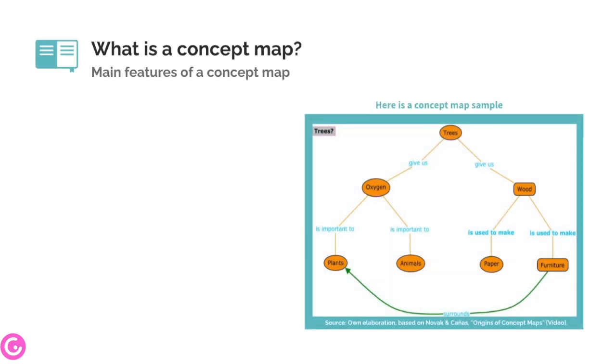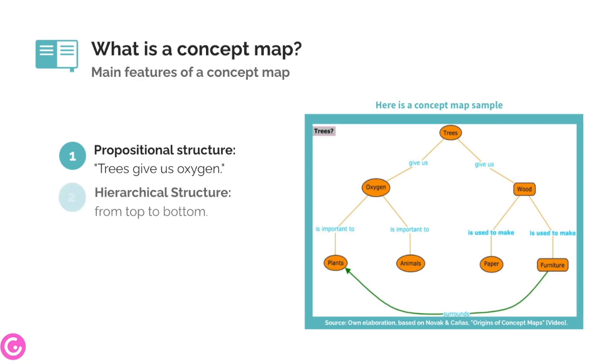The main features of concept maps are: first, concept maps express the most relevant relationships between a set of concepts. This relationship is depicted by means of linking phrases to form propositions. In this example, the relationship between the concepts trees and oxygen is expressed through the linking words give us, forming the proposition trees give us oxygen.